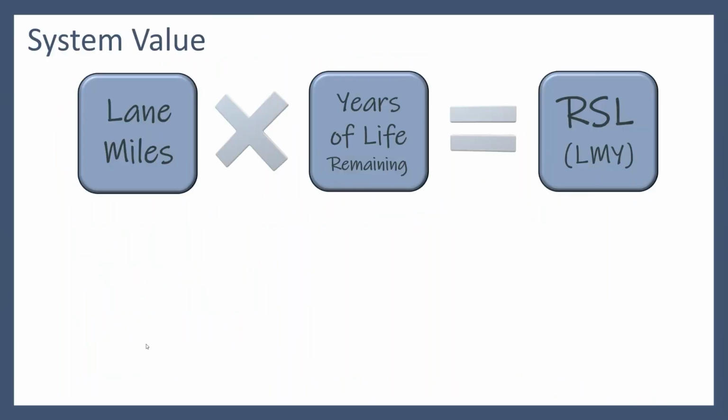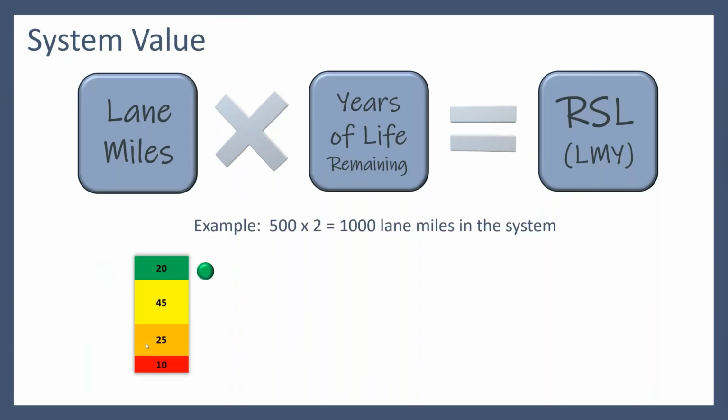So now if I take the number of lane miles, multiply that by the years of life remaining, that will tell me the remaining service life. So what I have to guess is for each condition category, what's the remaining life? And that's kind of the crystal ball. We don't really know, but the longer we do a good job of collecting data, we're going to get a real good feel for this.